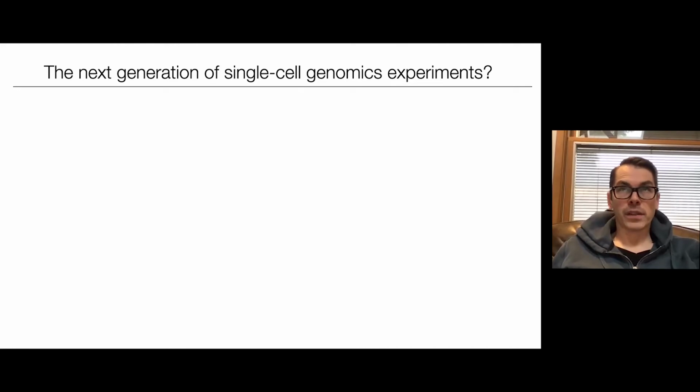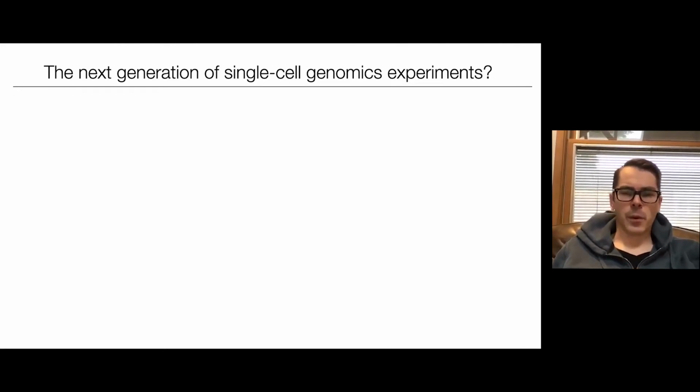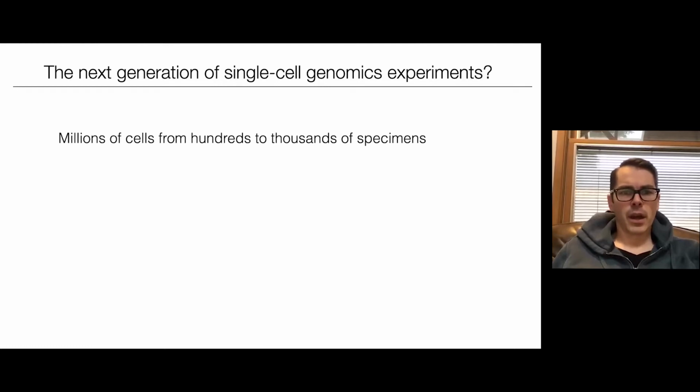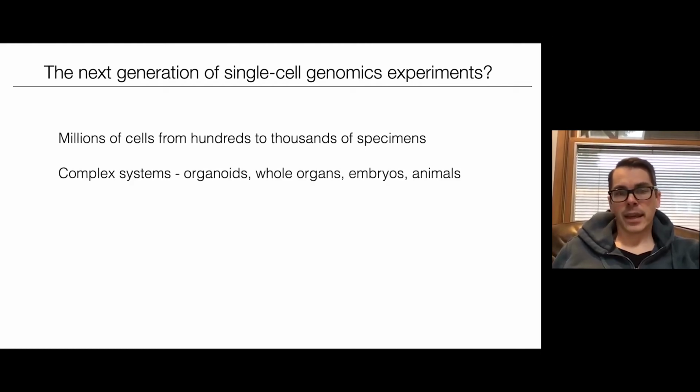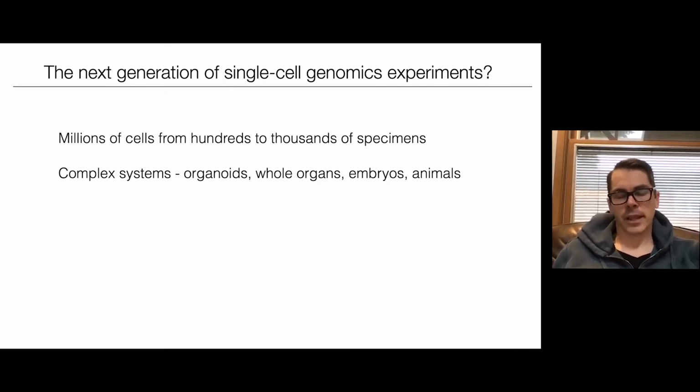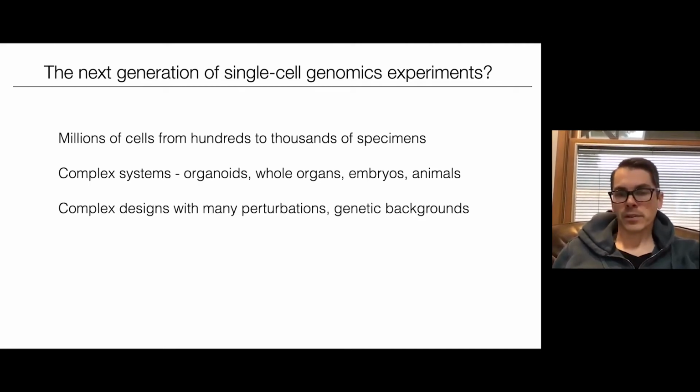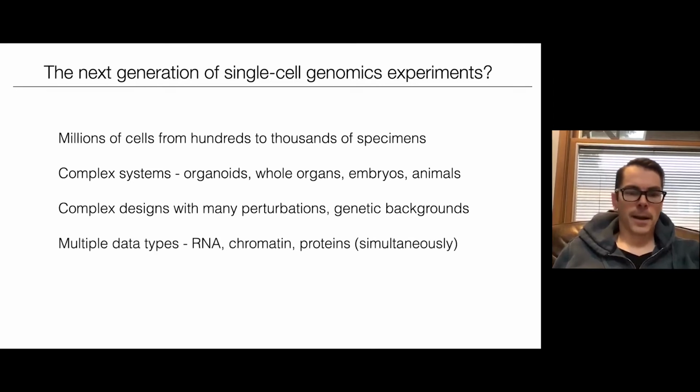I think that what's coming down the pike is going to be, experimentally, even more dramatic changes. I think that many labs will be able to routinely do experiments with millions of cells, and probably from hundreds or even thousands of different specimens. I think that increasingly we'll be using single cell analysis to analyze complex systems like organoid systems or whole organs or even whole animals. Our experiments are going to have complex designs where we're perturbing the systems in different ways or looking at lots of different genetic backgrounds.